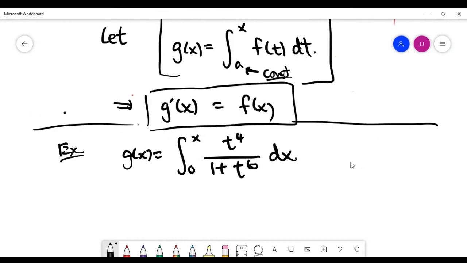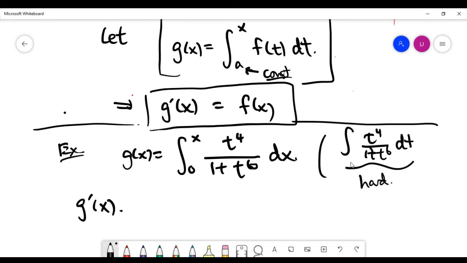g of x is defined in a complicated way as a definite integral from 0 to x of a pretty big fraction, t to the power 4 divided by 1 plus t to the power 6. Anyway, if you look at g prime of x, it would be a very challenging exercise if I asked you to find the indefinite integral of this first. It's going to be a challenging exercise. It's not something that easy. So let's drop this process instead.